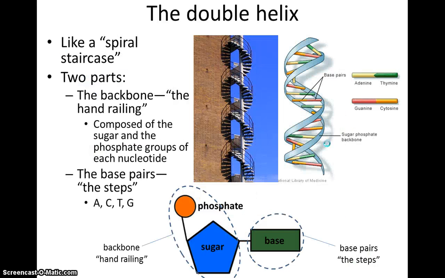Now let's go back to this picture, because it's not straight like is shown here. It's actually twisted. But you still have the bases in the middle, and the phosphate and sugar make this side, or the backbone, which is shown right here. So the phosphate and the sugar are what form the backbone, or the hand railing, and the base is what forms the steps. And it's like a spiral staircase, and really those are the two parts. You have the backbone and you have the base pairs. And that's really all you need to know as of right now.